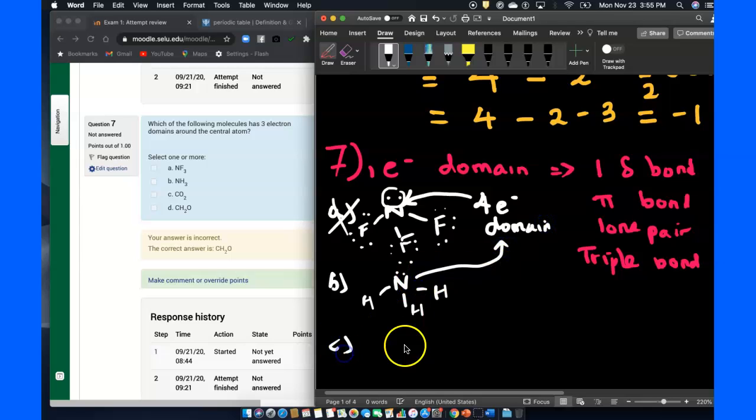And then for C, this will be the structure for carbon dioxide, the Lewis structure showing all lone pairs. The central atom here has 2 double bonds across. There's no lone pair, so this is 2 electron domains.